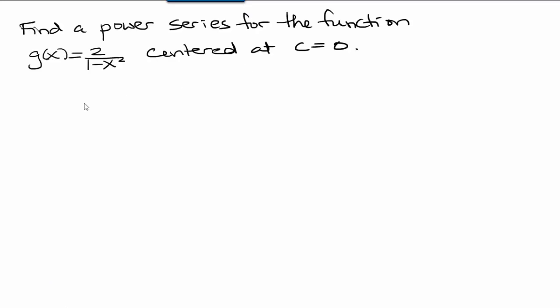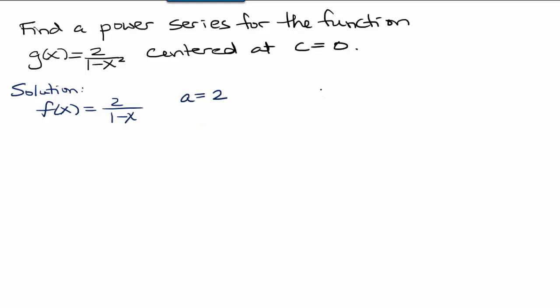So let's look at an example. We're going to find a power series for the function g of x equals 2 over 1 minus x squared, which is centered at c equals 0. In my solution I'm going to consider the function f of x equals 2 over 1 minus x. I'm going to write that as a power series, and then adjust it for the x squared. So for f of x equals 2 over 1 minus x, our a is 2.